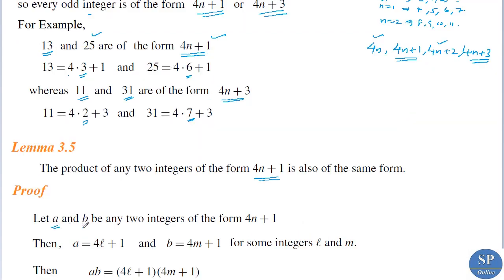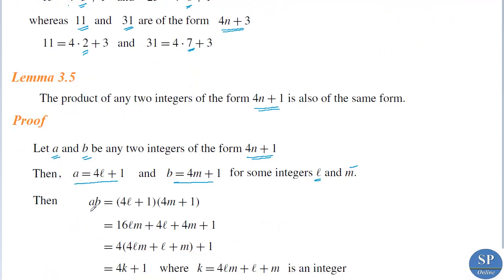Let a and b be any two integers of the form 4n plus 1. Then a can be written as 4l plus 1 for some integer l, and b can be written as 4m plus 1 for some integer m, because a and b are of the form 4n plus 1. So their product ab is equal to 4l plus 1 into 4m plus 1. Multiplying this we get 4l into 4m is 16lm, then 4l into 1 that is 4l, then 1 into 4m that is 4m, then 1 into 1 that is 1.